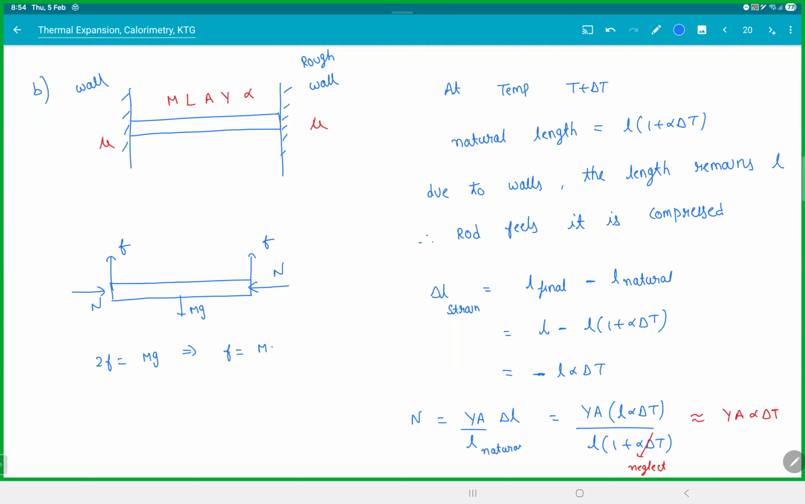F is equal to mg by 2, but friction should be less than or equal to mu N. So we get mg by 2 must be less than or equal to mu N, and N is nothing but YA alpha delta T. So we get the change in temperature must be mg by 2 mu YA alpha. So as long as you have temperatures greater than this, the rod will not slide.